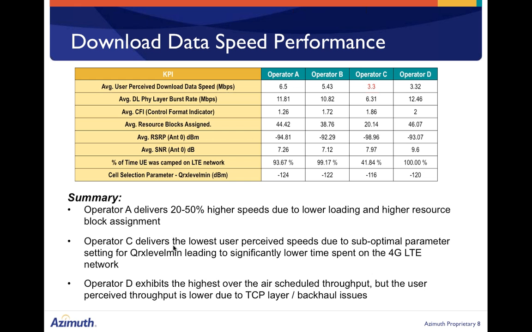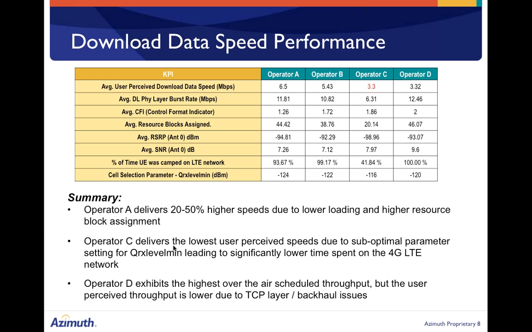Clearly, the top 2 or 3 reasons for operator C to be the worst were that the device was spending a lesser amount of time on the 4G network. The other reason is that the coverage offered by operator C was relatively poor compared to the other operators, and the bandwidths that the operator was assigning to the end user were significantly lower. So these are the top 3 reasons why operator C came out to be the worst.